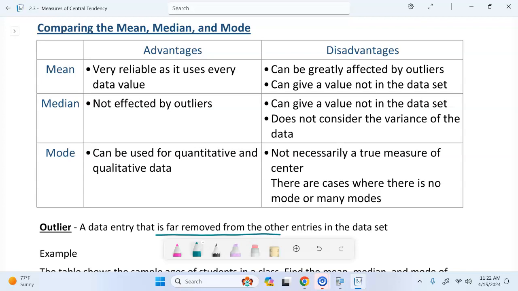Mode is not necessarily going to be a measure of center. Just because it's my most frequent doesn't mean it's in the middle. There are often cases where we don't have a mode, or there are so many modes it doesn't help us at all. But the benefit of the mode is that it is the only one that can be used on qualitative data as well as quantitative data. So when we have qualitative data, mode is our only measure that we can use for central tendency.